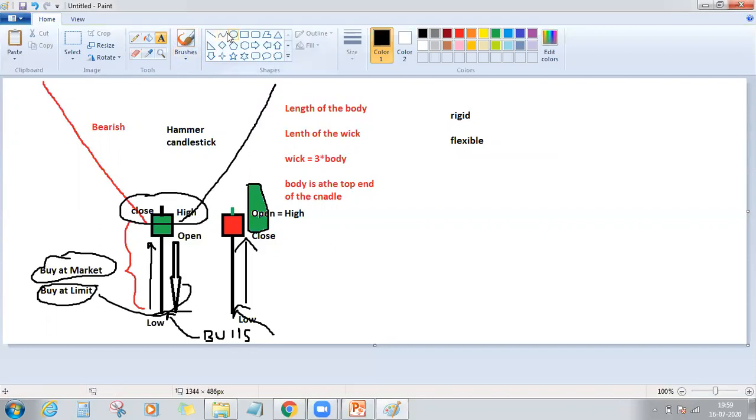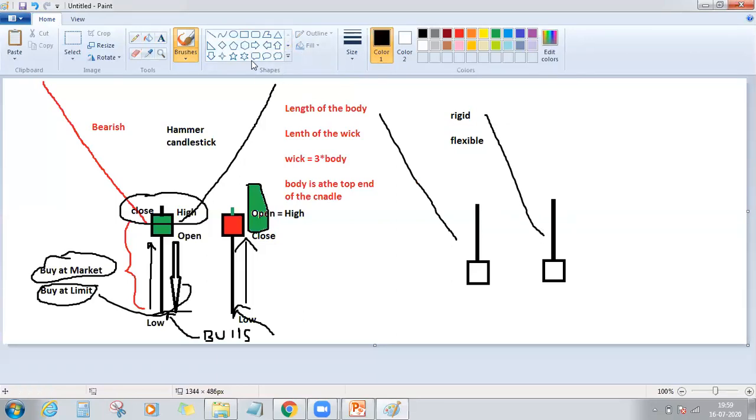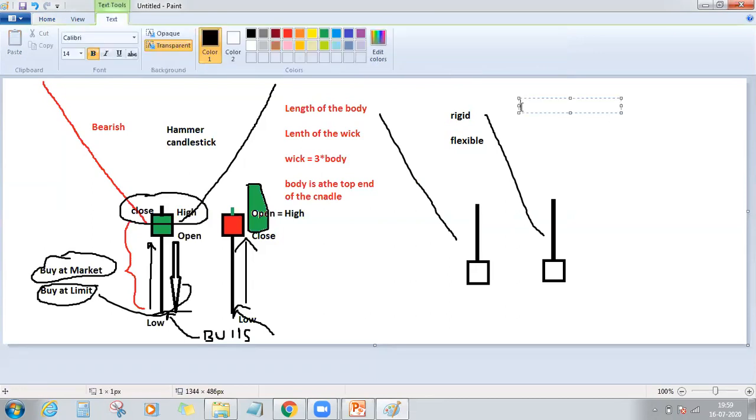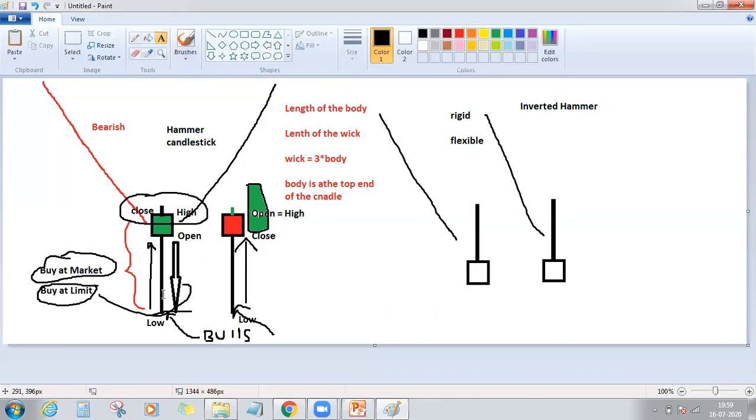The second variation is where the body will be at the bottom and there will be a longer upper shadow. And this price action again you are seeing at the end of a bearish rally. This also at the end of a bearish rally. This is also a bullish candlestick pattern only, and the name for this is inverted hammer. Just because the body is at the bottom with a long upper shadow, you call it an inverted hammer.